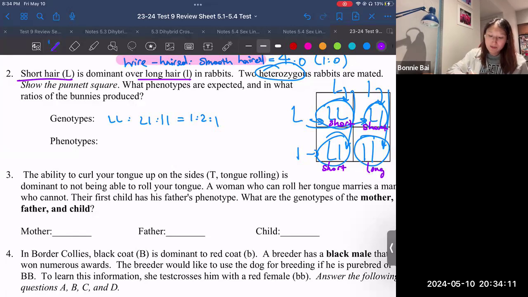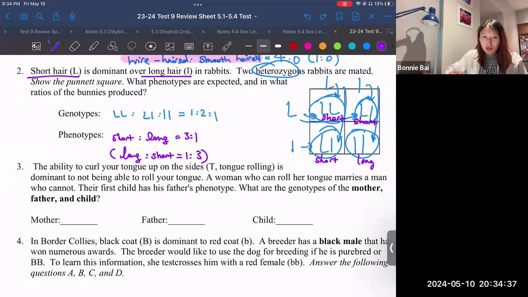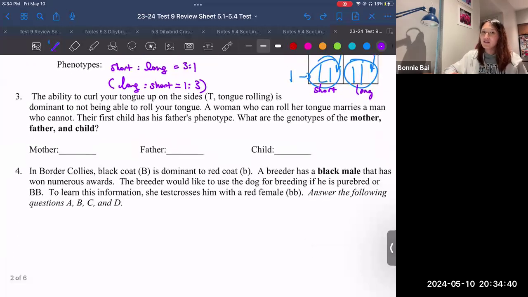So in terms of phenotypic ratio, it will be short to long. I notice I'm not doing percentage, it's a ratio, equals 3 to 1. You can also reverse it. You can say long to short equals 1 to 3. So it's not the numbers that matter. Numbers do matter, but you got to tell me which way, right? If you just write 1 to 3 or 3 to 1, I don't know which one you're talking about. Maybe you got it wrong. If I can't tell if you got it right, then it's wrong. Okay. All right, let's keep going.